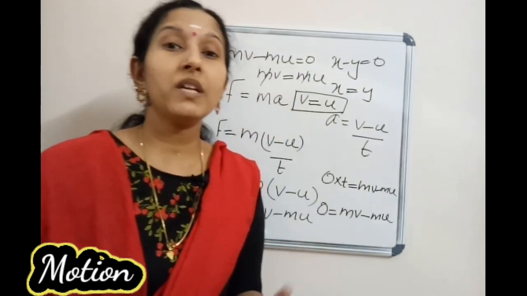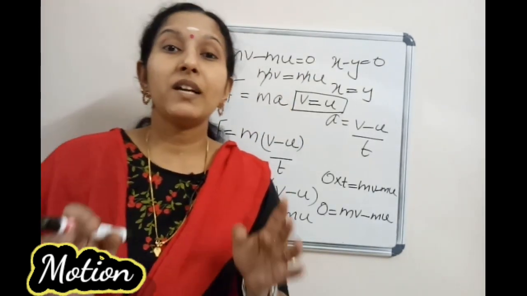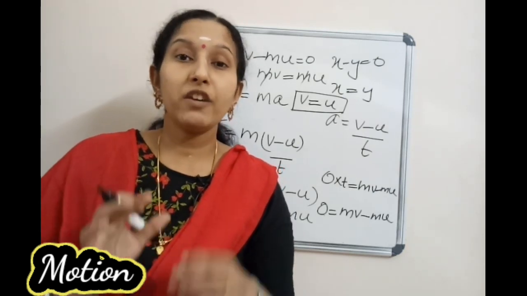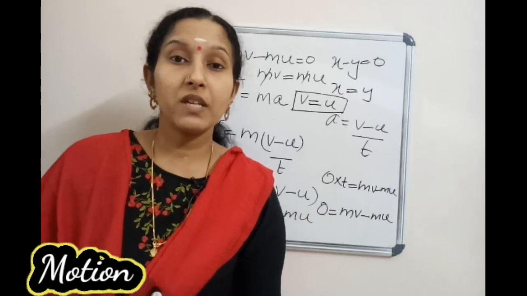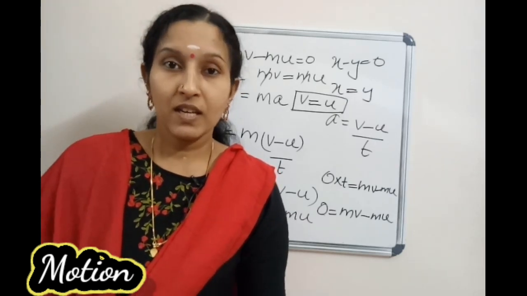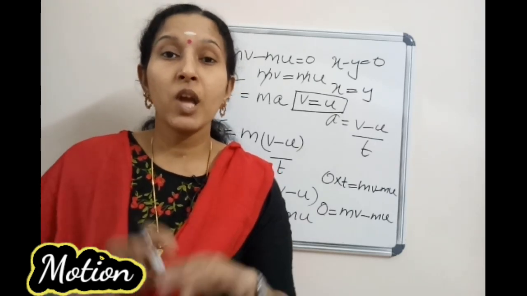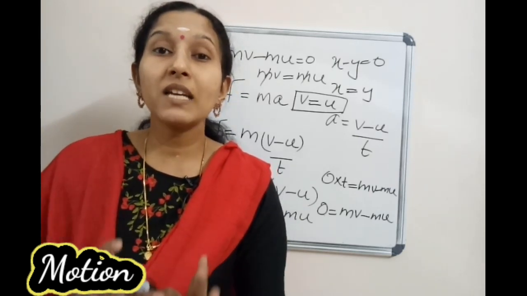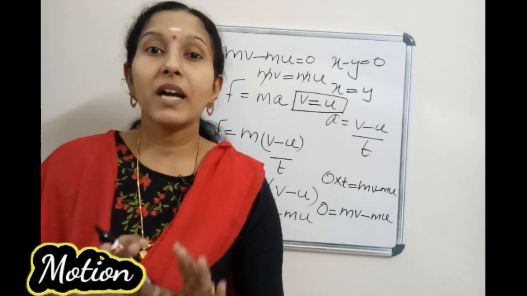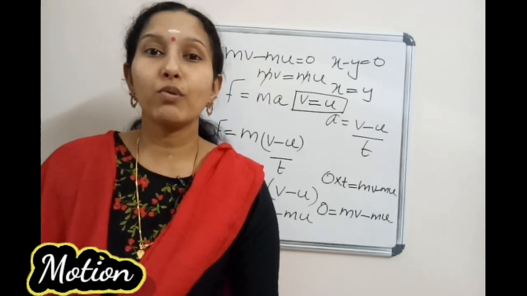If v equal to u, the object will continue in uniform velocity. If u equal to 0, v also equal to 0, which means the object is at rest. So that is the first law of motion: an object remains in a state of rest or uniform motion unless compelled to change that state by an applied force.